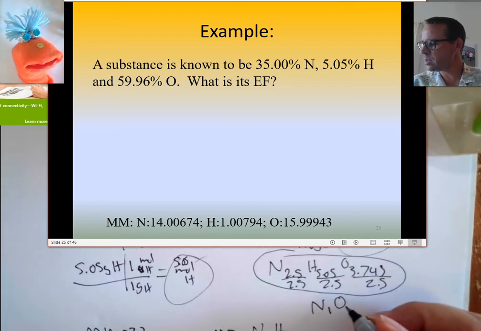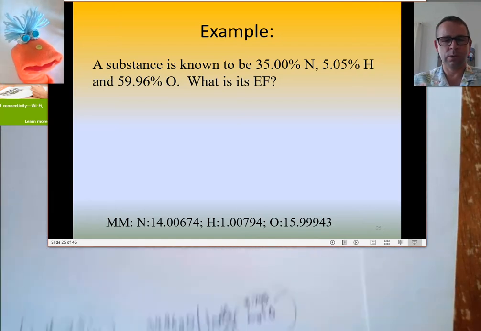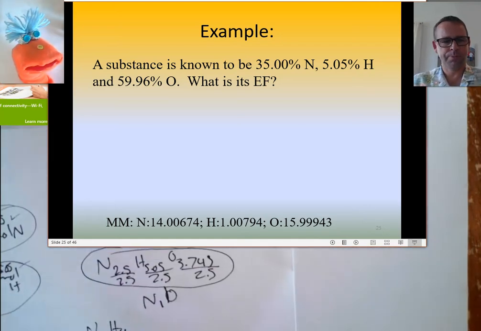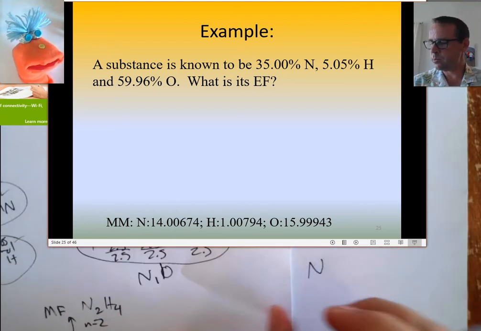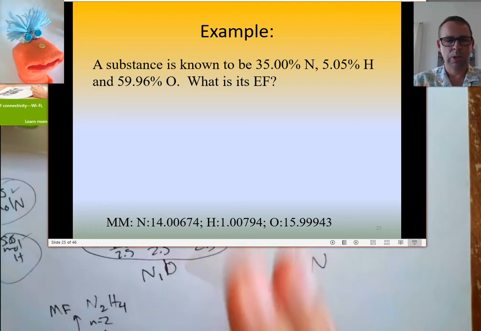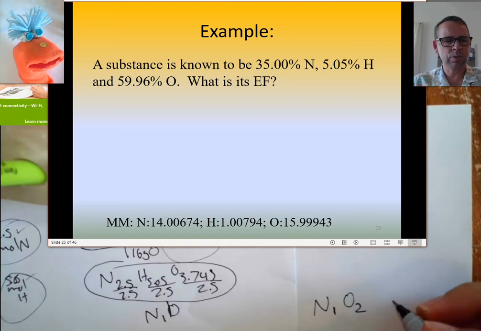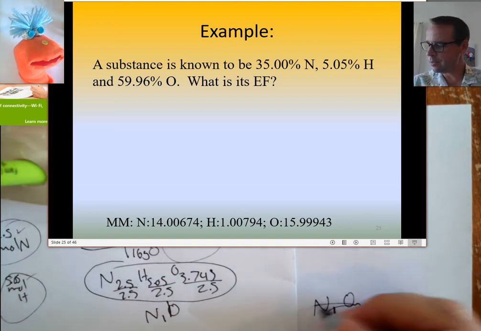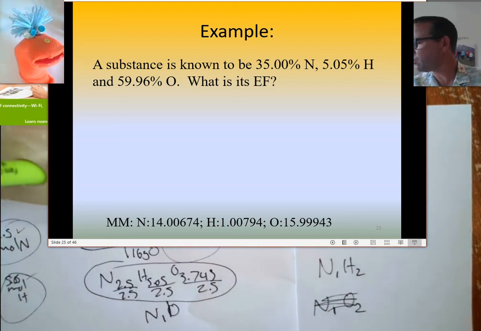5.05 divided by 2.5, whoops, got to start over here. Okay, here we go. Nitrogen is 1. Hydrogen is 2. And oxygen is our 3.745 divided by our 2.5, which is 1.5.